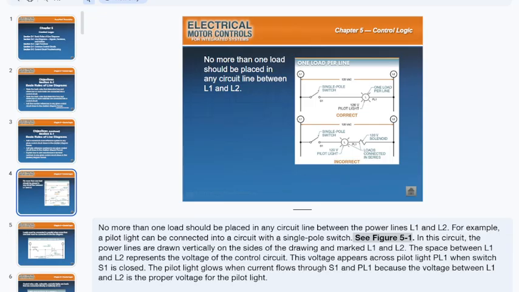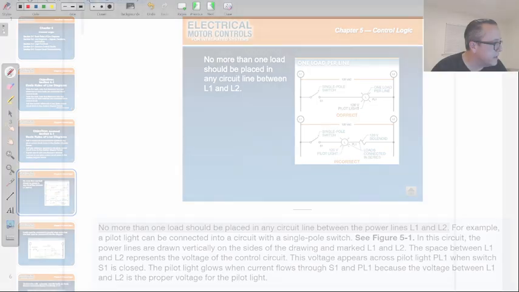So let's get into the first rule of a ladder diagram, which, if you are highlighting as I've been suggesting that you do, is just the first sentence here. No more than one load should ever be placed in any circuit line between the power lines L1 and L2. No more than one load should be placed on any circuit line between L1 and L2.